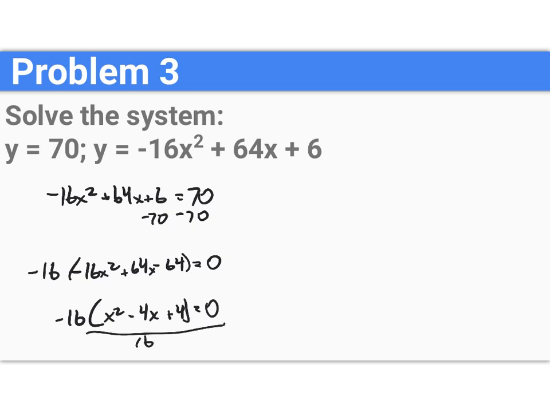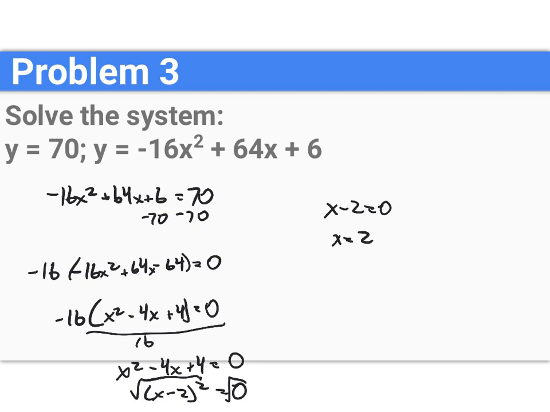Divide by negative 16, you're left with x squared minus 4x plus 4 equal to 0. This is a perfect square trinomial. Take the square root, you get x minus 2 equal to 0. And then x equals 2. Again, here's another one where it touches the parabola in just one point. So there you go. And you can see, because y equals 70 has no x, it is a flat line at 70.